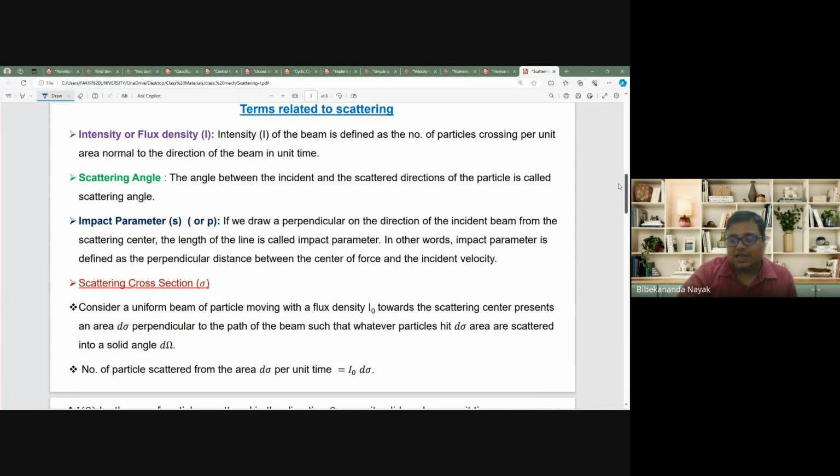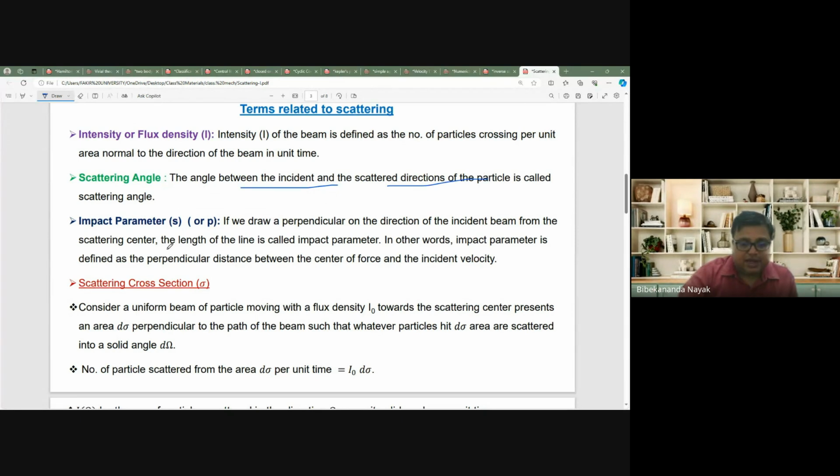Terms related to scattering are very important. There is the intensity or flux density. The intensity of the beam defines the number of particles crossing per unit area normal to the direction of the beam in unit time. Then the scattering angle: the angle between the incident and the scattered direction of the particle.